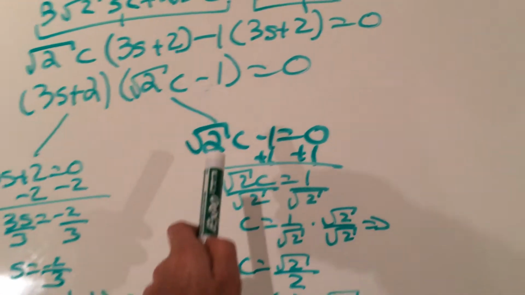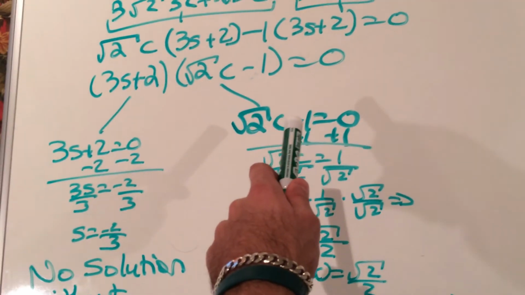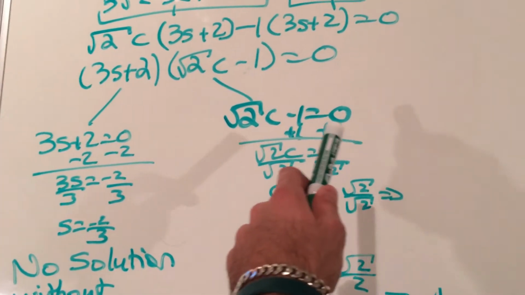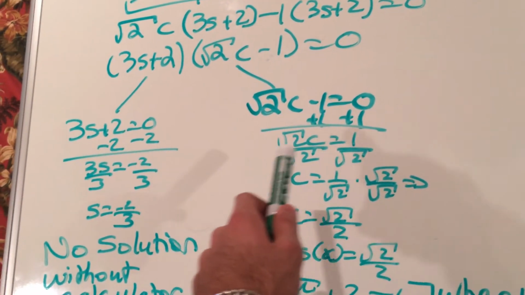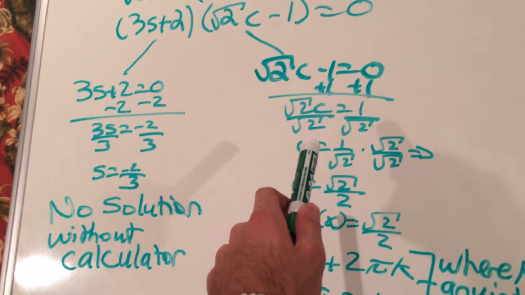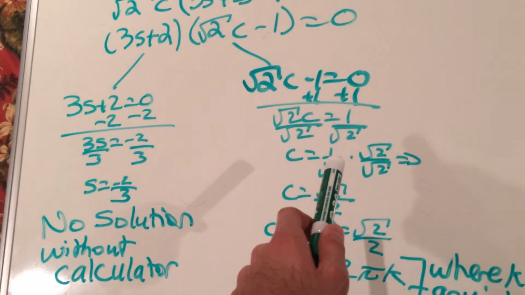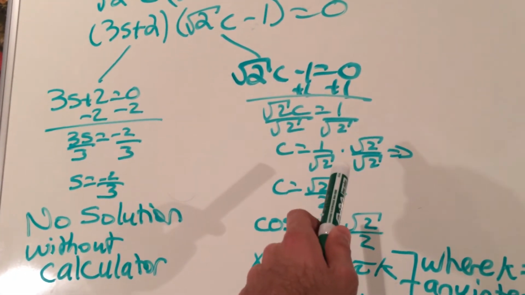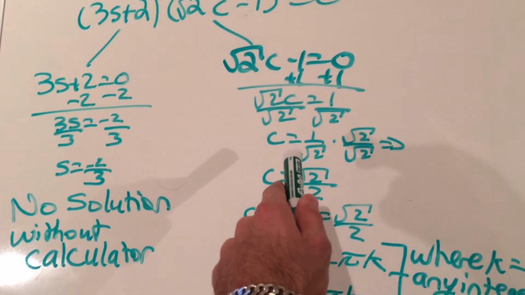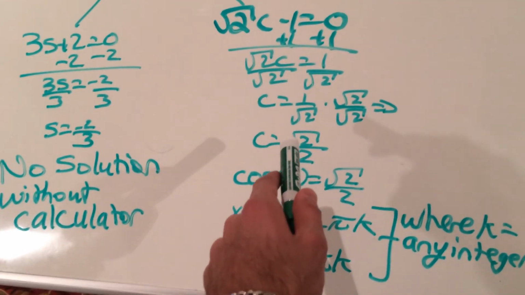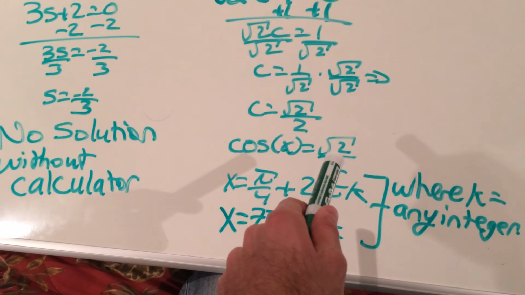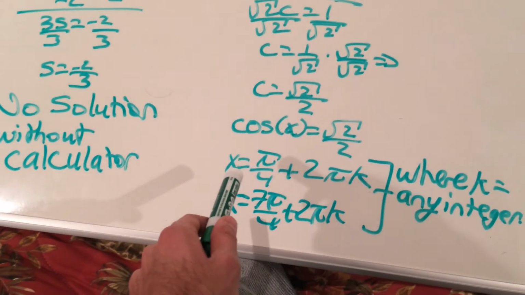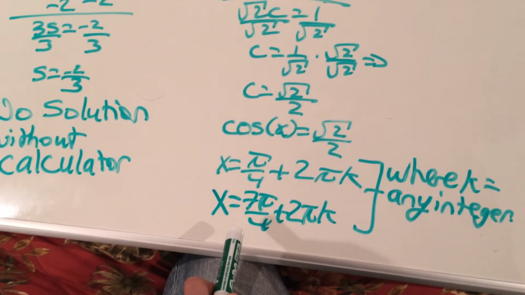Let's go to the other piece, which is root 2c minus 1 equals 0. Add 1 to both sides. I'm left with root 2c equals 1. Divide both sides by root 2. c equals 1 over root 2. Times it by root 2 over root 2, fancy 1, so I could get rid of the root 2 downstairs, and I'm left with root 2 over 2 equals c, so cosine of x equals root 2 over 2, so x is pi over 4 and 7 pi over 4.